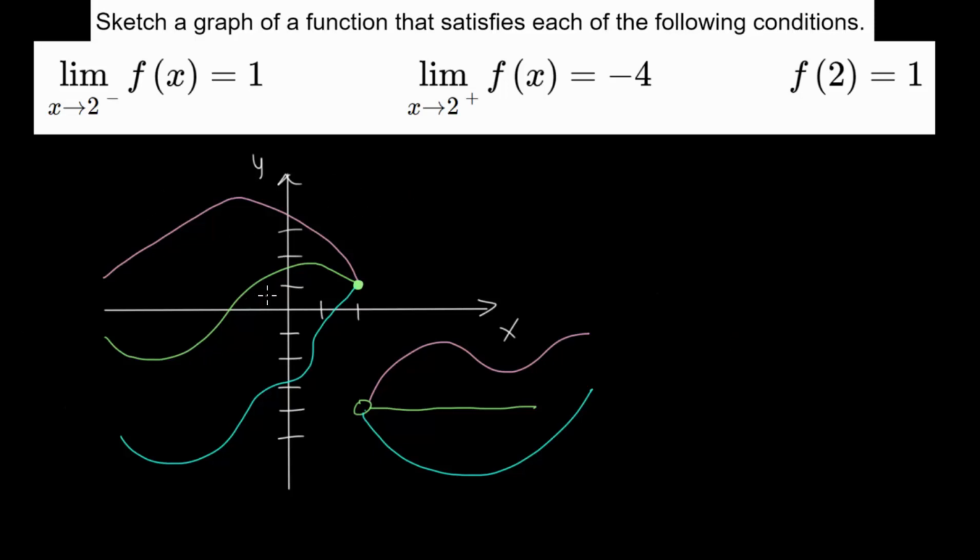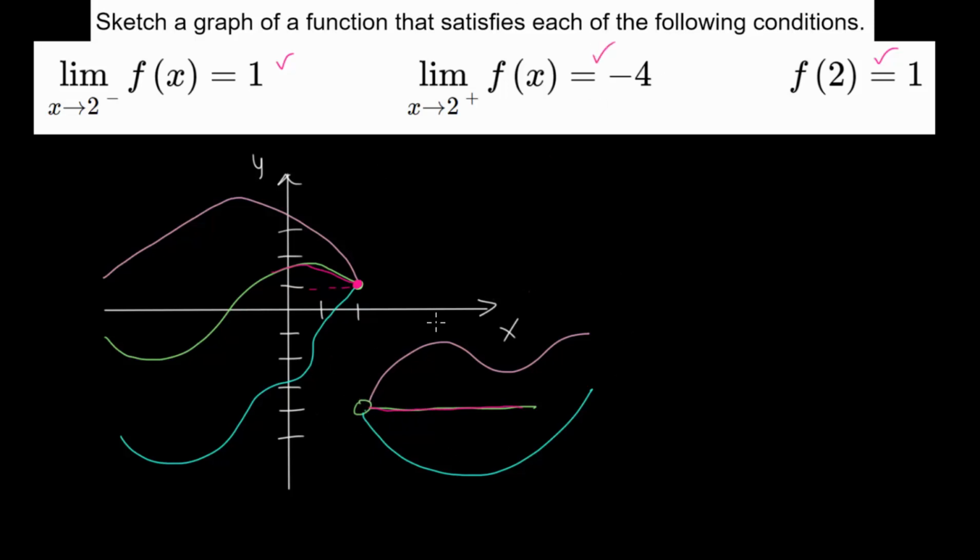Let's just focus on the green one here. As the x value approaches 2 from the left-hand side, notice that the y value approaches +1. And since we have a filled in point here, we know that when x is 2, the y value is, in fact, equal to 1. So this condition and this condition are both met with the green curve. And then as x approaches 2 from the right-hand side, along that green curve, notice that the function approaches a y value of -4. So that is met as well.